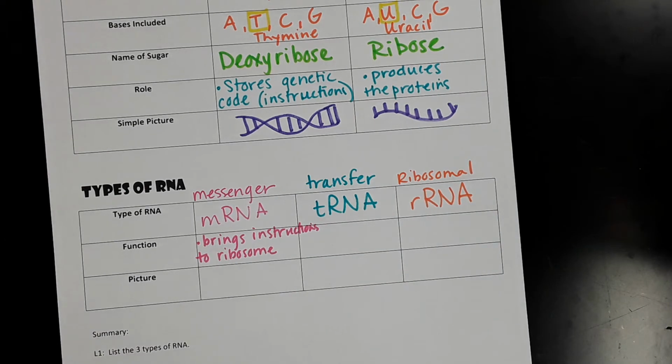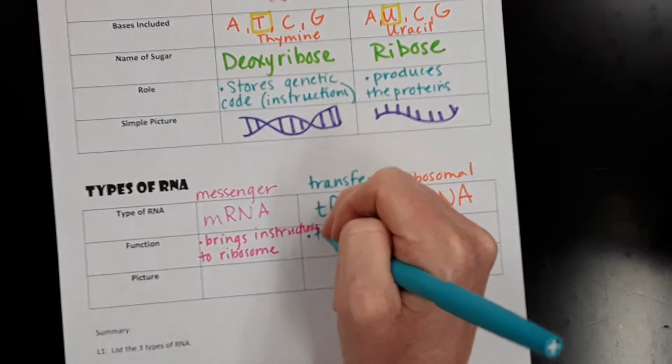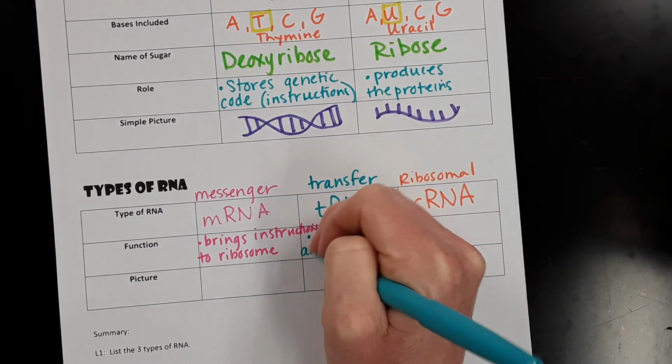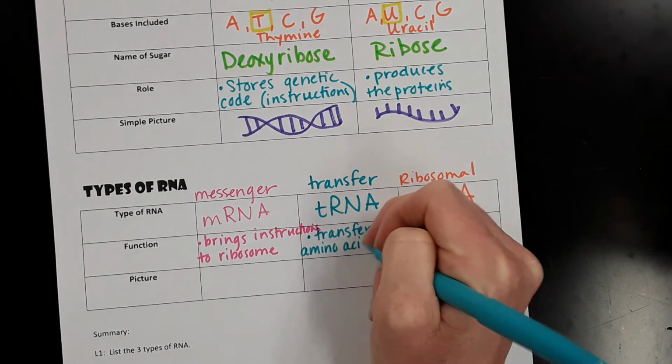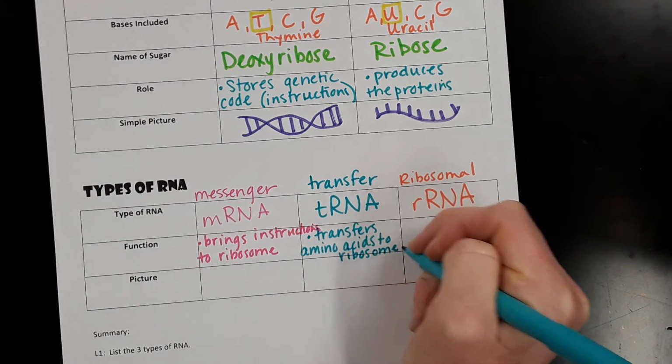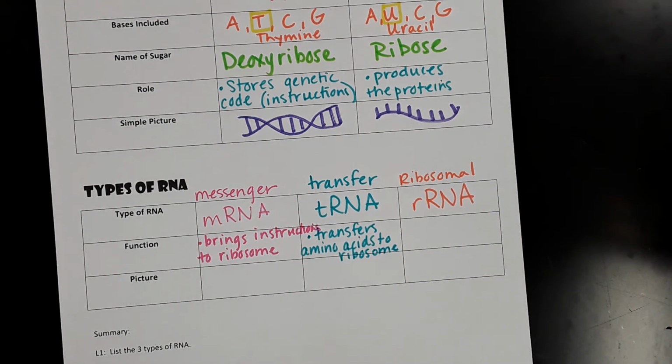So it's kind of like, maybe you're gonna make that cake, and so you go and get the recipe for the cake from the recipe book and you bring it to the kitchen so that you can read the instructions and make the actual cake. You don't just leave them in the recipe book. All right, the transfer RNA, the tRNA is going to transfer amino acids to the ribosome. And this is kind of like bringing the ingredients to actually make the cake.